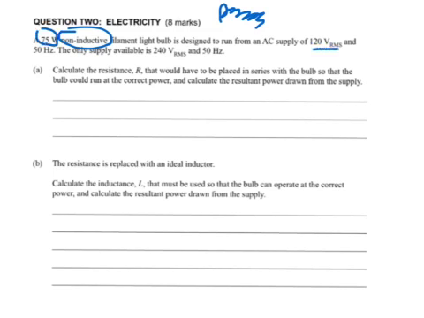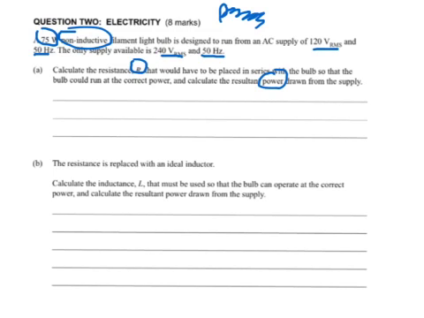That's also important, so I'll circle that, and 50 Hz. The only supply available is 240 volts RMS and 50 Hz. So frequency is the same, voltage doubled. A is calculate the resistance R that would have to be placed in series with the bulb so that the bulb could run at the correct power, and calculate the resultant power drawn from the supply. There's two things. We're trying to find both R and the power drawn from the supply.